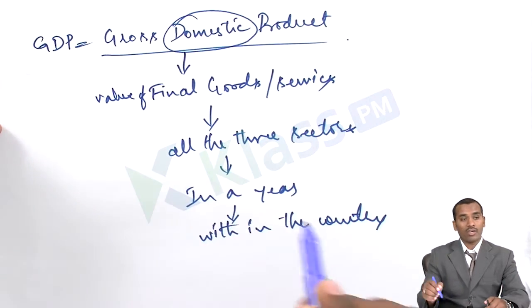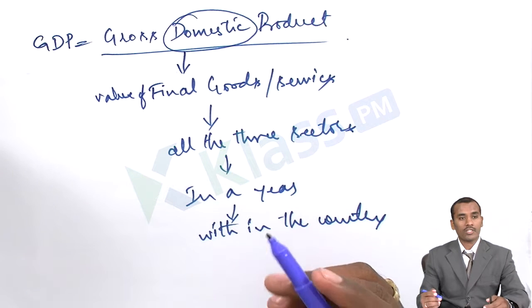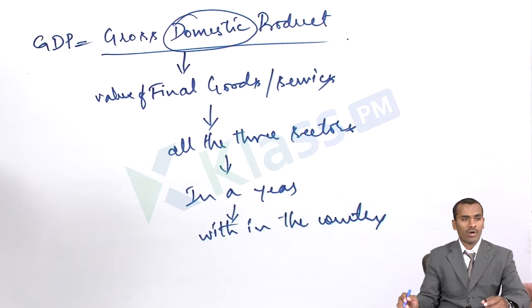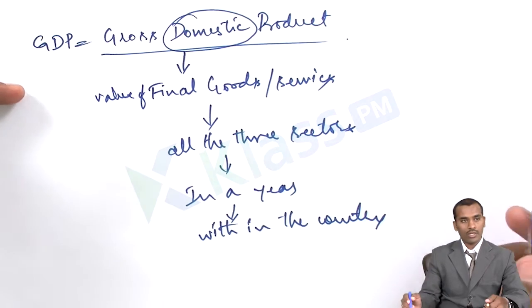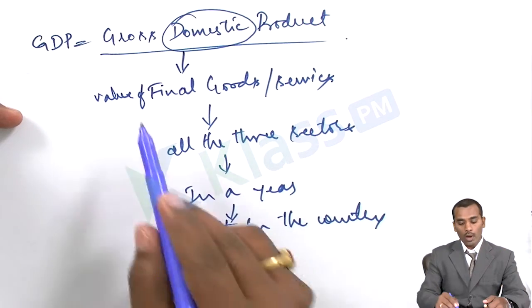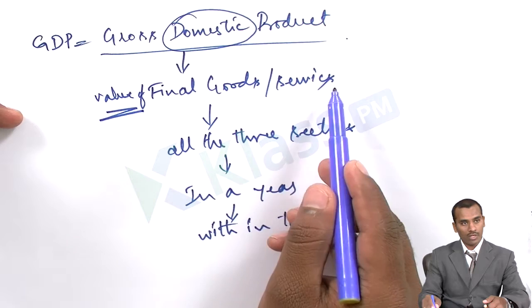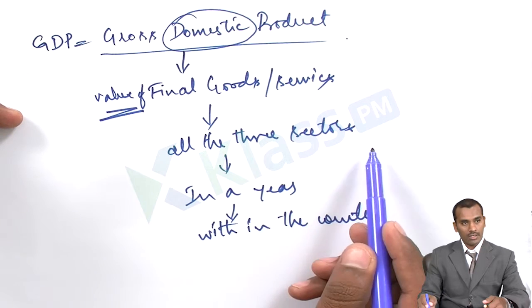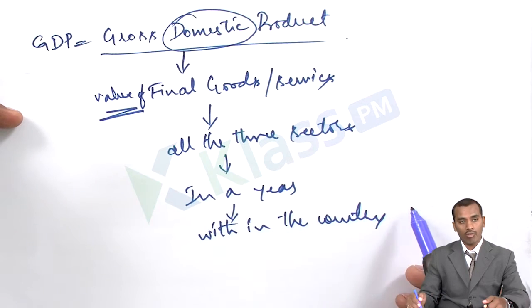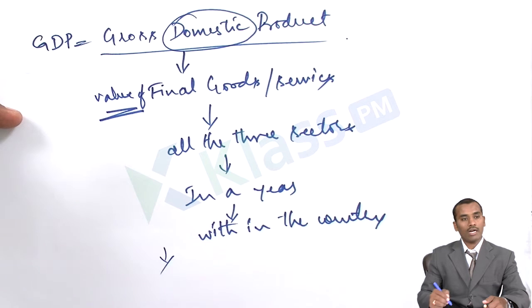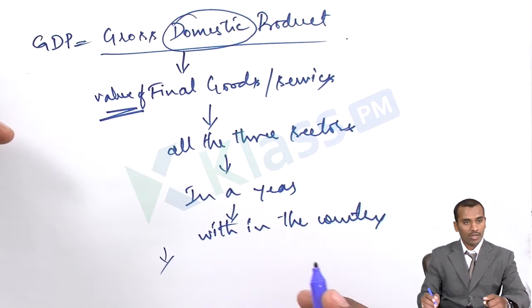So in the year 2018, within the country, because we said gross domestic product. Domestic means within the country, because many of our Indian companies have their production even abroad in other countries also. We are not going to consider the products manufactured in other countries by our companies. We will be calculating only the products manufactured in India by Indian companies. So that we call domestic. So, the value of final goods and services in all the three sectors in a year within the country, whatever number we get, that we call the GDP of our country for that particular year.